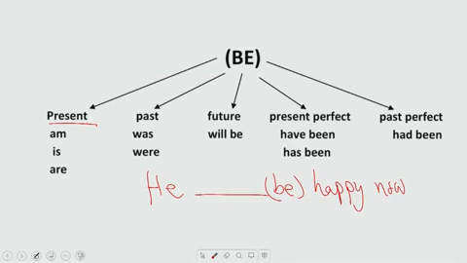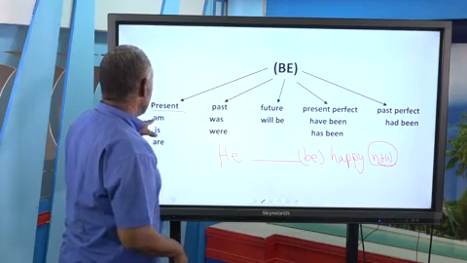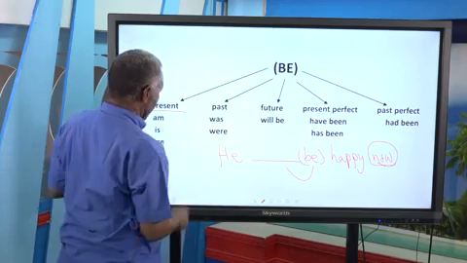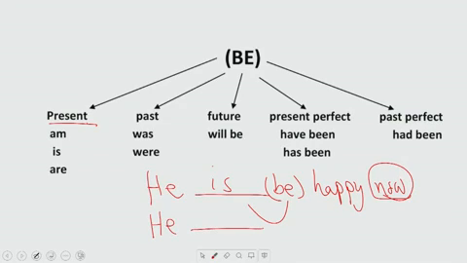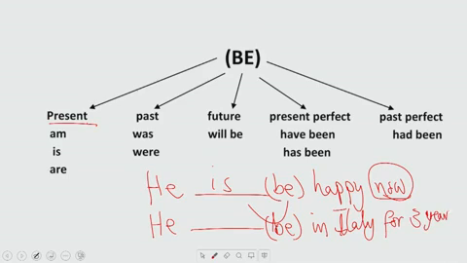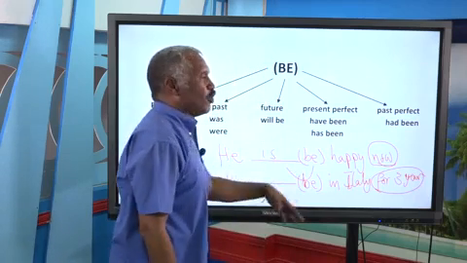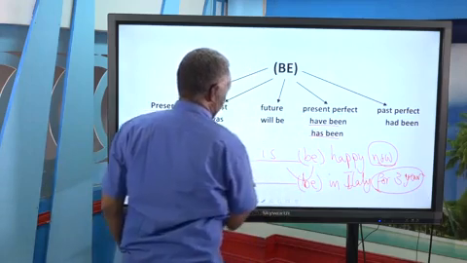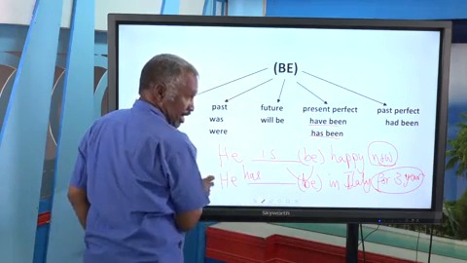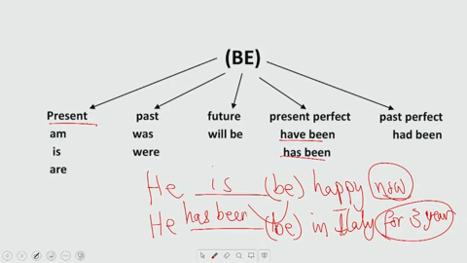Okay, now present. Present we change be to am or is or are. Here he is. But if we say he dash be in, for example, Italy for 3 years, for 3 years has the same rule as just, present perfect. In this case we use present perfect, have been or has been. So he has, because with he and she and it we use has, been in Italy for 3 years.